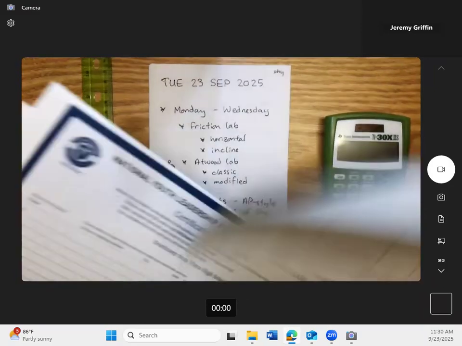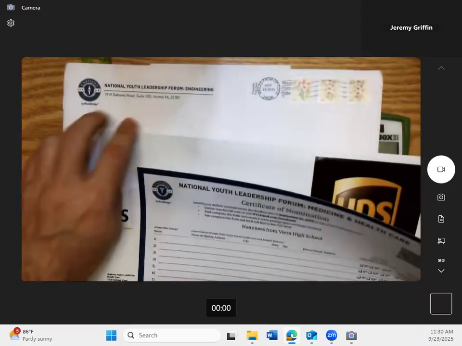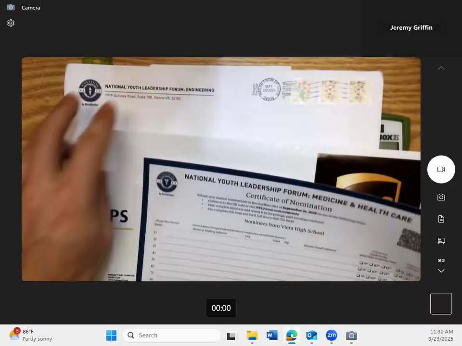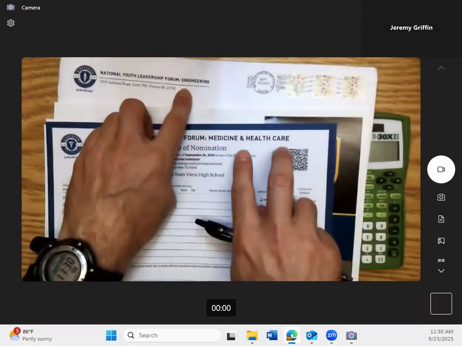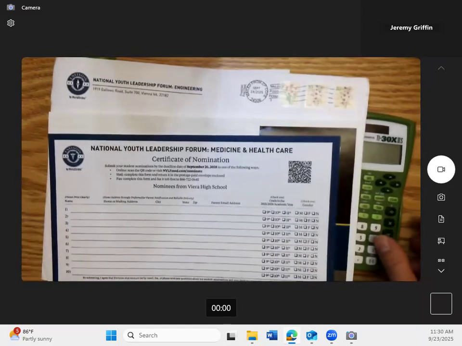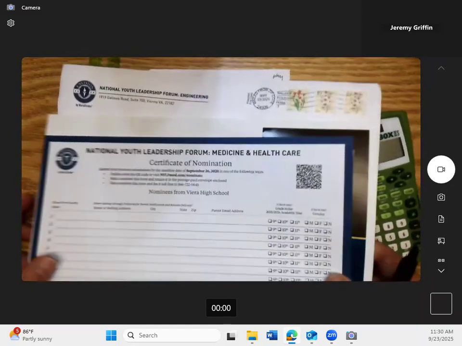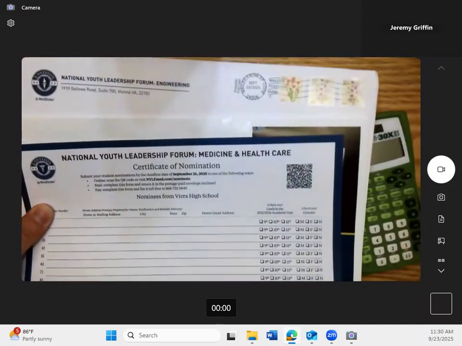I got a couple of envelopes in my teacher mailbox. So this is related to National Youth Leadership Forum. There's one for engineering and there's one for medicine and healthcare. So these are actually two separate events. I think there's some other ones too, just looked up from my mailbox. This is like a summer camp program for engineering and medicine and healthcare.